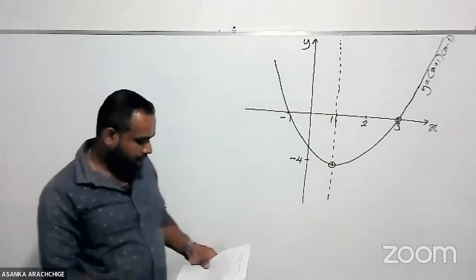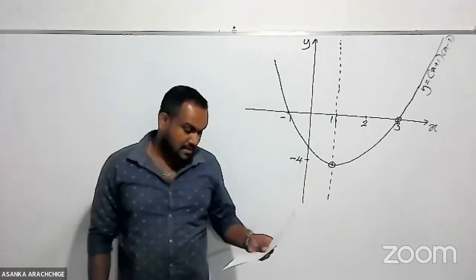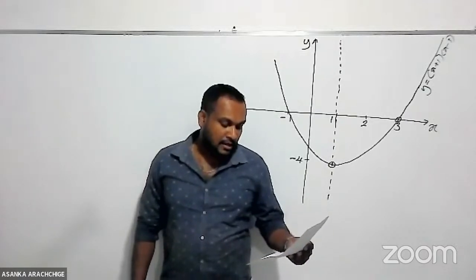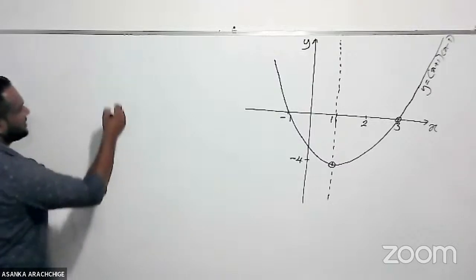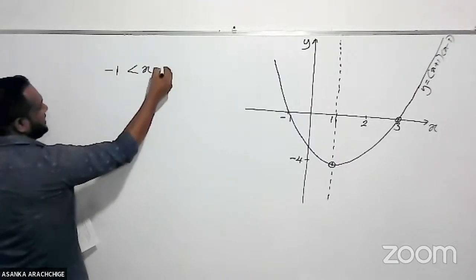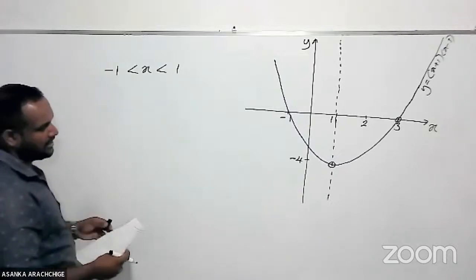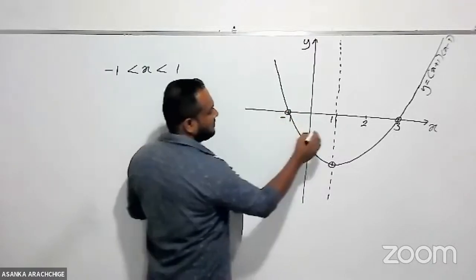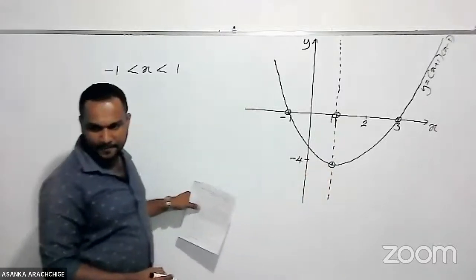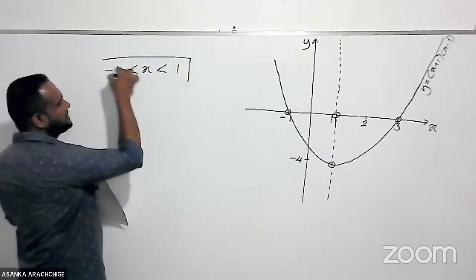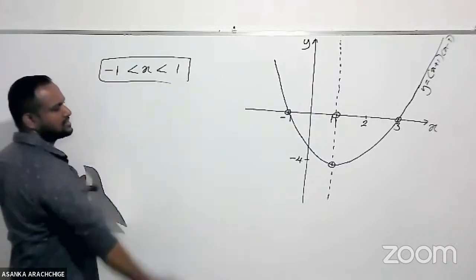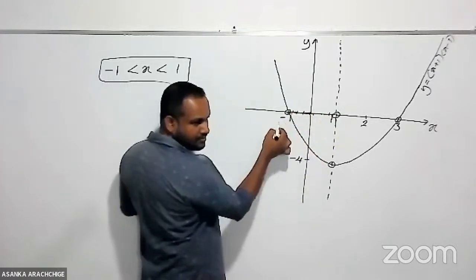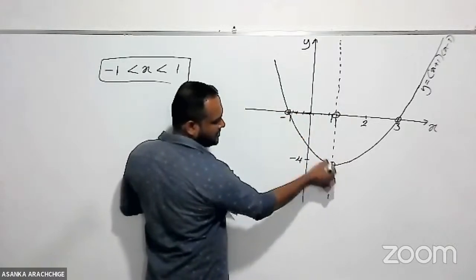Then explain the behavior of the graph on the interval x is greater than minus 1 and less than plus 1, right? This is minus 1 on the x-axis and this is plus 1 on the x-axis. The range x greater than minus 1 and less than plus 1 means this region in the graph, from this point to this point.